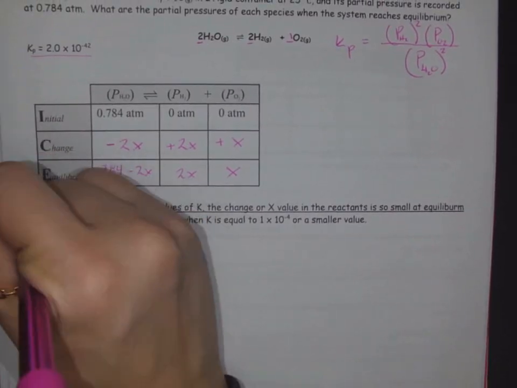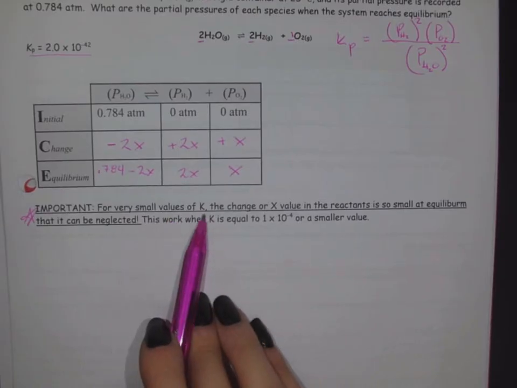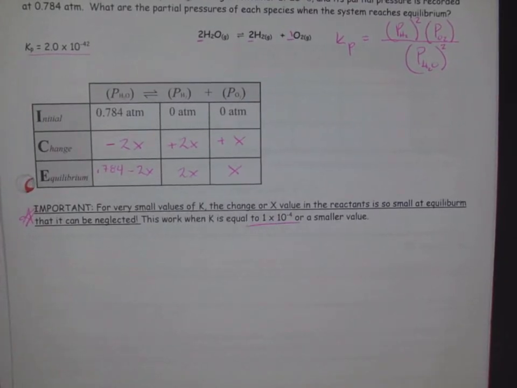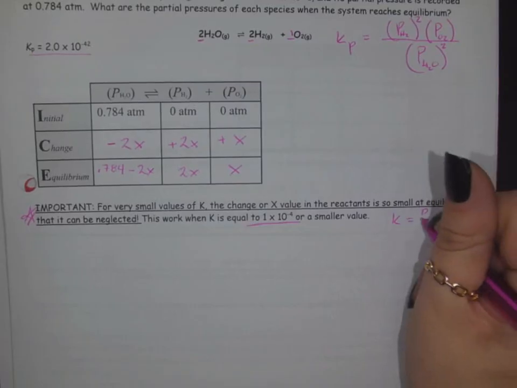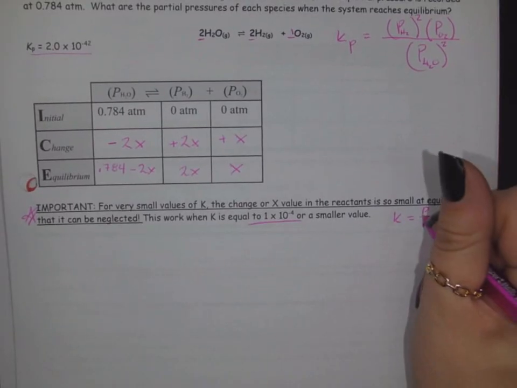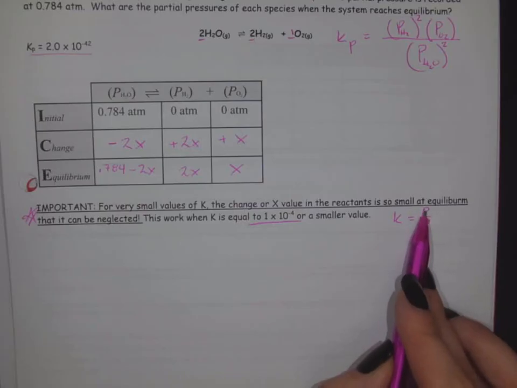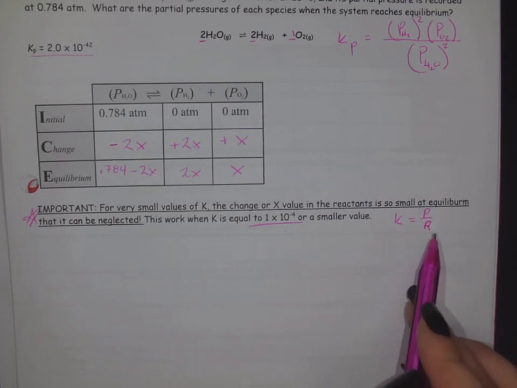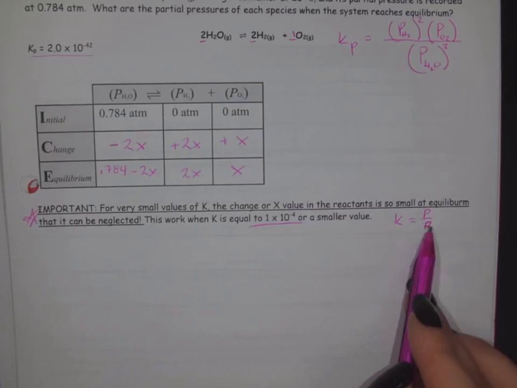So, important for very small K values. And what we mean by very small is times 10 to the negative 4 or smaller, meaning like times 10 to the negative 5, negative 6, negative 7, right? If it's a numerically smaller value than 1 times 10 to the negative 4, then this trick will work. And the trick is that we know K is products over reactants, right? And if K is really small, that means that we made a small amount of product and a lot of reactants, like there's a lot of the reactants that we started with still left over.